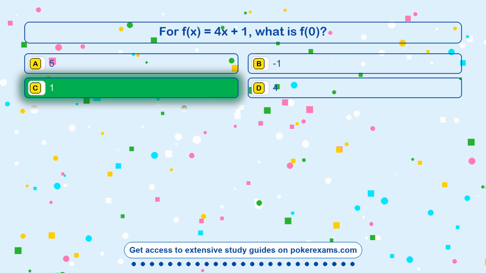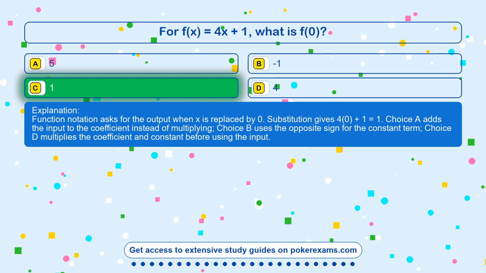The correct answer is option C, 1. Function notation asks for the output when x is replaced by 0. Substitution gives 4(0) plus 1 equals 1. Choice A adds the input to the coefficient instead of multiplying, choice B uses the opposite sign for the constant term, choice D multiplies the coefficient and constant before using the input.